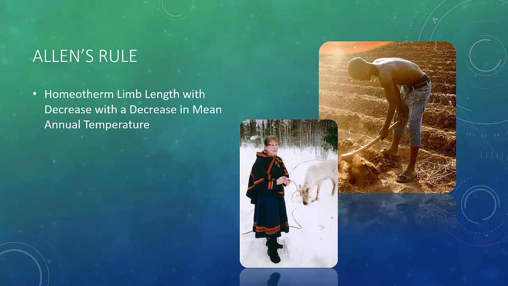Now we have two ecological rules that are related to surface to volume ratio. The first is Allen's rule, and this states that homeotherm limb size will decrease with a decrease in mean annual temperature. In other words, mammals living in colder climates will have shorter limbs, which will have that reduced surface to volume ratio, while mammals living in hotter climates will have longer limbs, so increased surface to volume ratio.